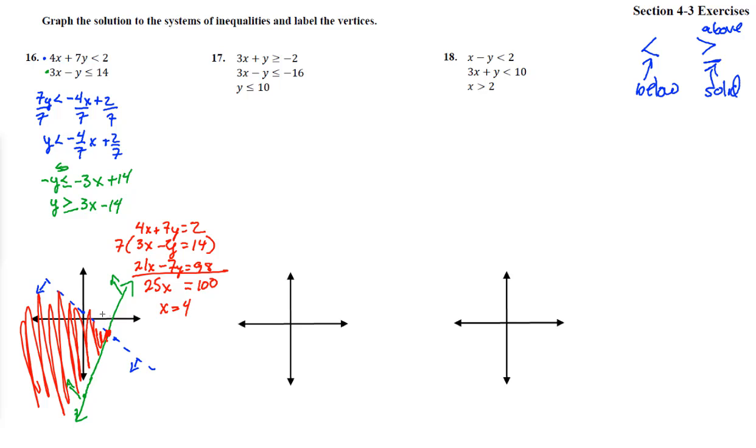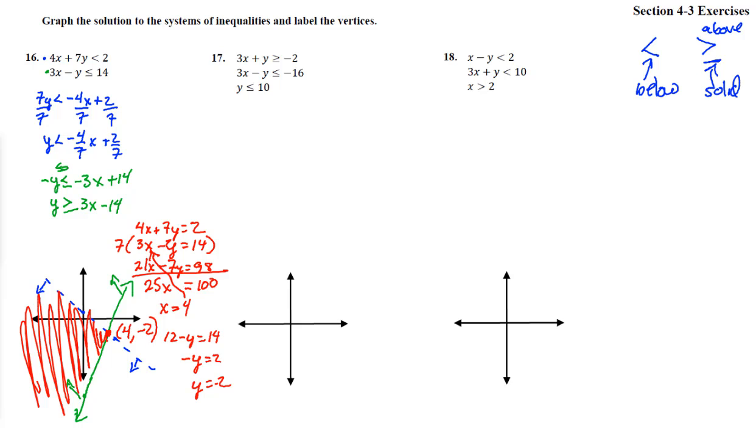Now once we have the x coordinate, okay, so we got 4, stick 4 back in for x, and we'll stick it right here. So we get 3 times 4 is 12 minus y equals 14. Subtract 12 from both sides, we get minus y equals 2. Y equals negative 2. So the y coordinate is negative 2. That's 4, negative 2 is the vertex here.